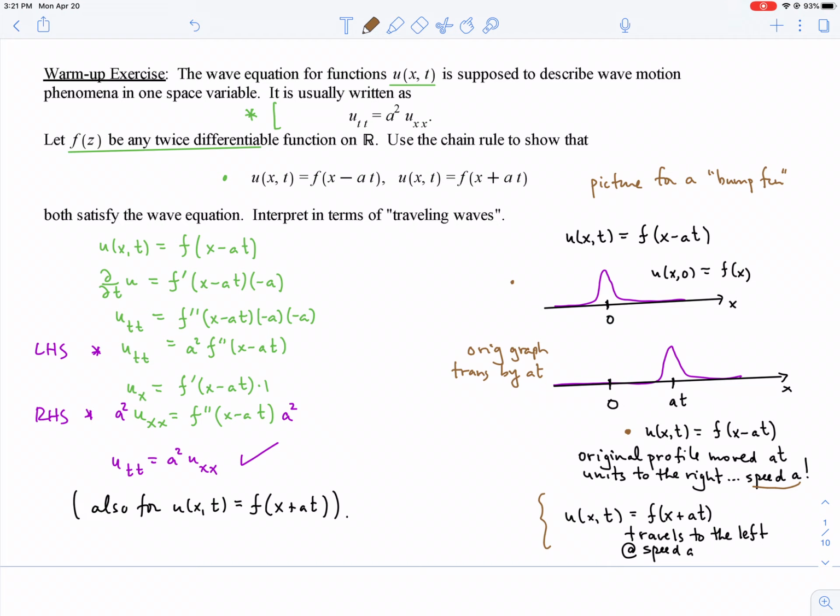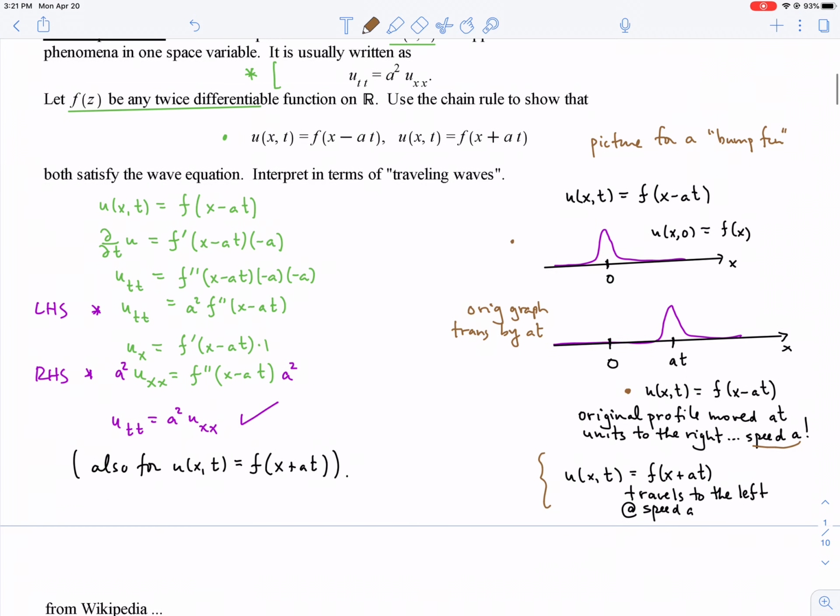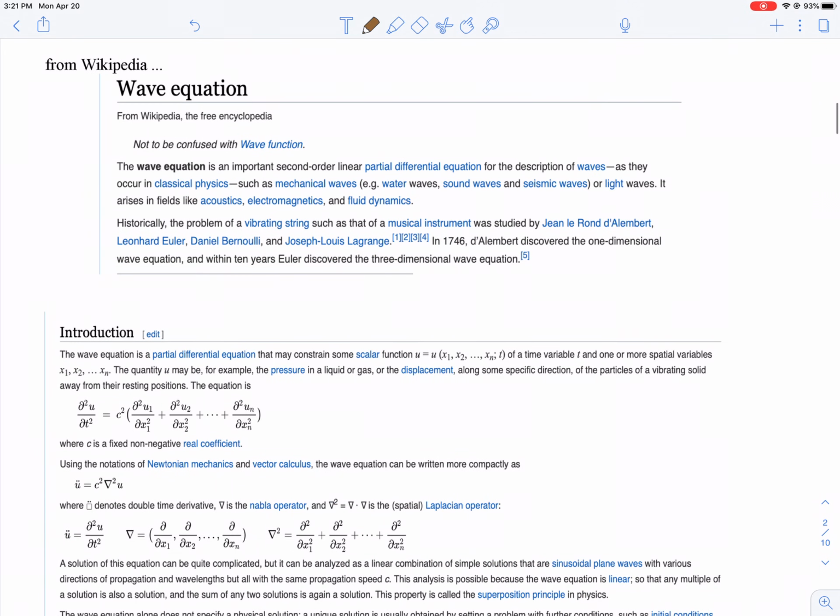Okay, and you'll explore these ideas more in your homework, and we'll also come back to them in the next lecture. All right, so let's take a few minutes to look at what Wikipedia has to say about the wave equation. You'll see that it touches on a lot of the key themes in this course.